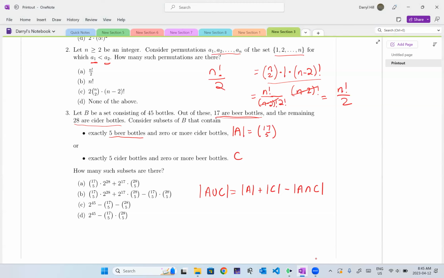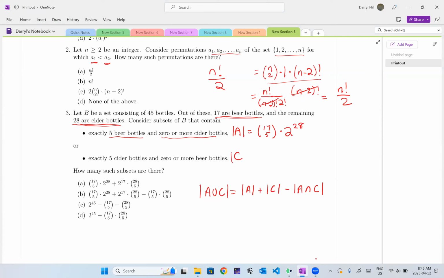And then I may have some cider bottles, maybe not. I can have 0 or more cider bottles. I have 28 cider bottles total, so I could have anywhere from 0 to 28. So basically I'm finding all of the subsets of the cider bottles, from 0 all the way to the complete set. The number of subsets of a set of size 28 is 2 to the power 28. So using the product rule, I first select my beer bottles, and then I select my cider bottles.